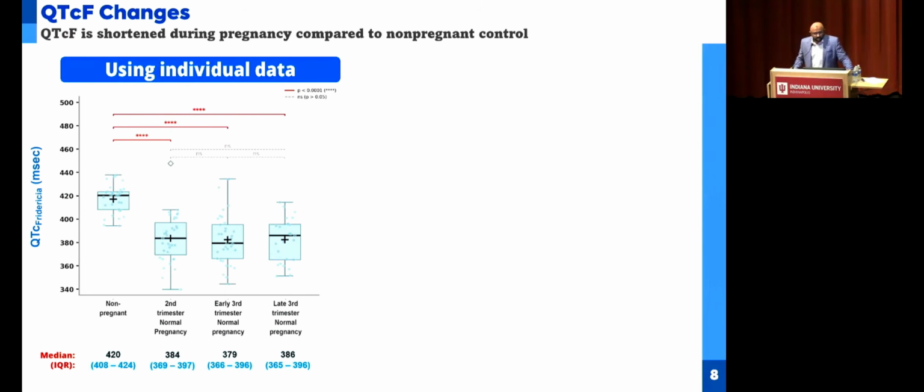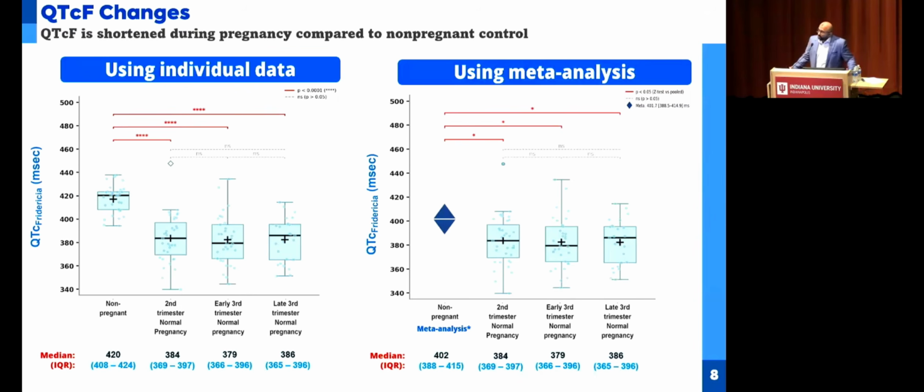When we compared the individual participant data between non-pregnant and pregnant women, there was a statistically significant shortening in QTcF across the trimesters, and within the pregnancy, it was stable for QTcF. When we used the pooled effect from the meta-analysis, we still saw this statistically significant trend of shortening compared to the non-pregnant control.